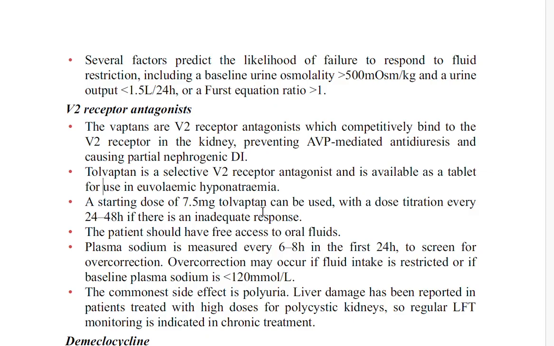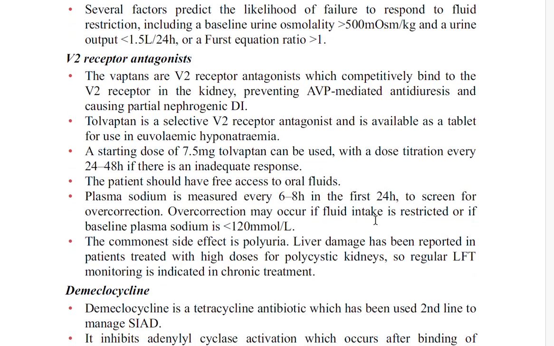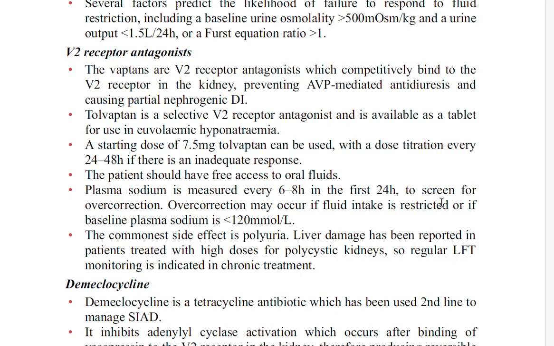A starting dose of 7.5 mg tolvaptan can be used with a dose titration every 24 to 48 hours if there is inadequate response. The patient should have free access to oral fluids. Plasma sodium is measured every 6 to 8 hours in the first 24 hours to screen for overcorrection. Overcorrection should always be looked for. Overcorrection may occur if fluid intake is restricted or if baseline plasma sodium is less than 120 millimole.